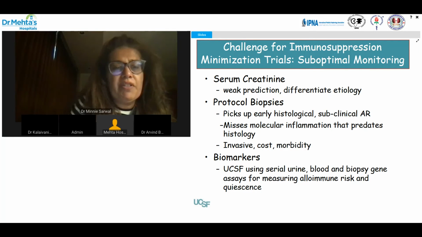So the challenge for immunosuppression in minimization trials is really one of suboptimal monitoring. If we actually look at these trials and we are trying to address immunosuppression, we look at serum creatinine, which has weak prediction. We look at protocol biopsies, which essentially pick up histological subclinical acute rejection, but they can actually miss molecular inflammation and of course are invasive. And then we have biomarkers that we're looking at UCSF to try and understand how to better monitor our patients.